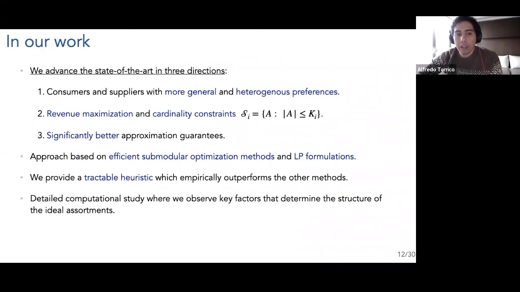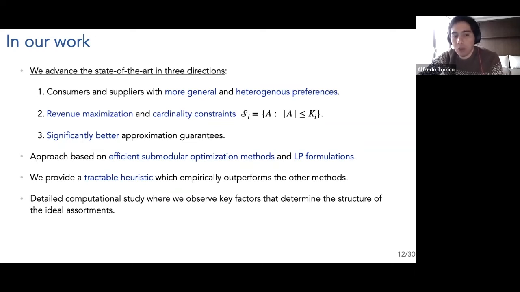So in our work, we advance the state of the art in three main directions. The first direction is that we consider consumers and suppliers with more general choice models, not only the multinomial logit. We also consider heterogeneous preferences, meaning that we don't need to assume that consumers have the same model. Second, we consider the revenue maximization case, not only the size of the matching, and we also consider cardinality constraints, so the menus have to be limited to a certain budget, which is more suitable for certain applications. And finally, in this more general case, we show that we have significantly better approximation guarantee factors.